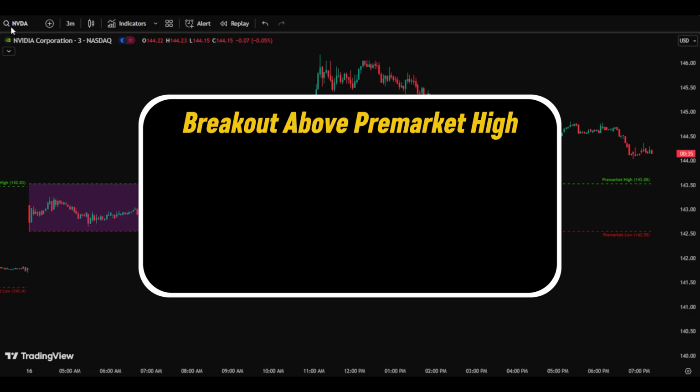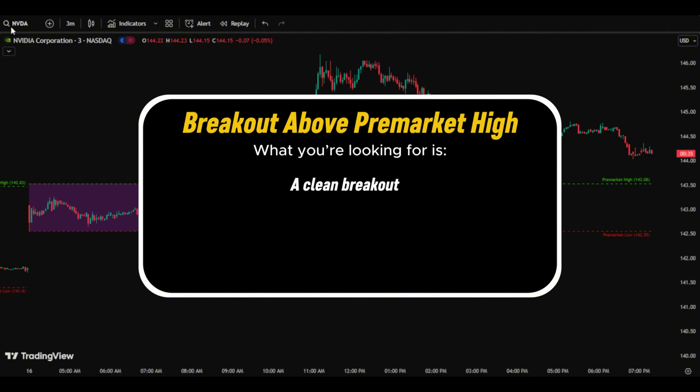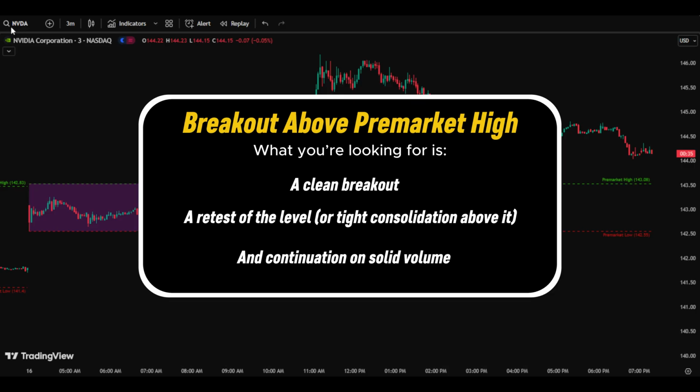Scenario 1. Breakout above pre-market high. When price breaks above the pre-market high, it can signal strong bullish momentum, especially if the move is backed by rising volume. But the key here isn't just the breakout, it's the confirmation. What you're looking for is a clean breakout, a retest of the level, or tight consolidation above it, and continuation on solid volume. Here's a closer breakdown of how this setup works.